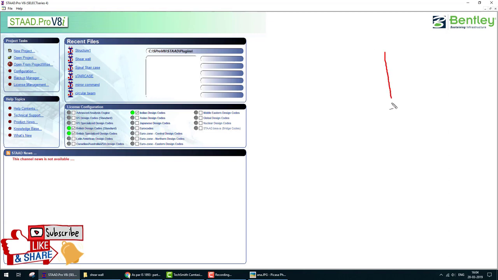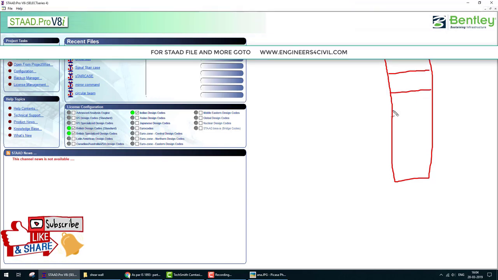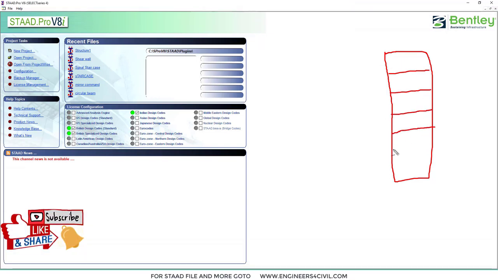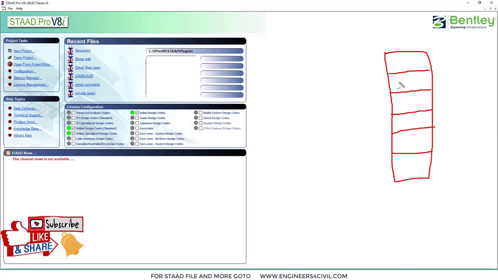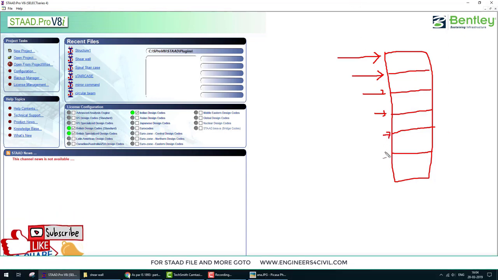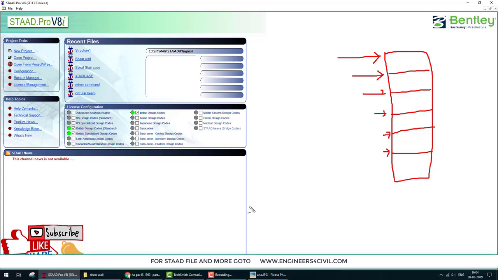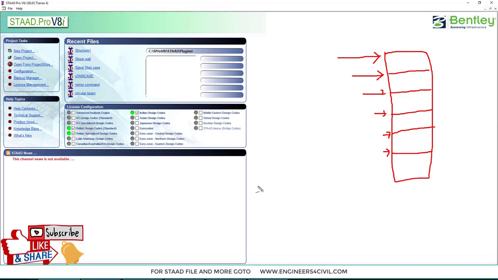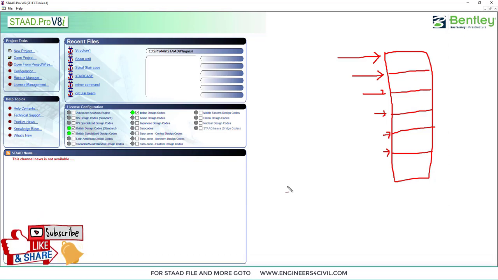In static or equivalent analysis, what we do: assume this is a building. Due to its dead load and live load, when an earthquake comes, horizontal forces generate. We calculate these horizontal or lateral forces at each floor by the equivalent static method. In this tutorial, first we assume any simple plan and a tall structure of around 10 floors, then we start.